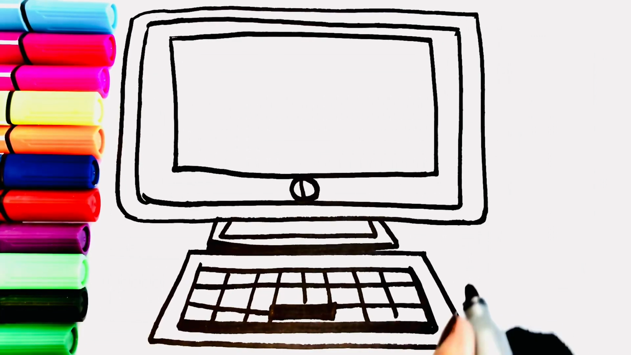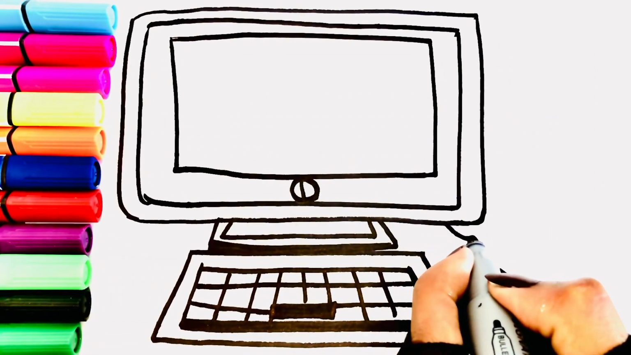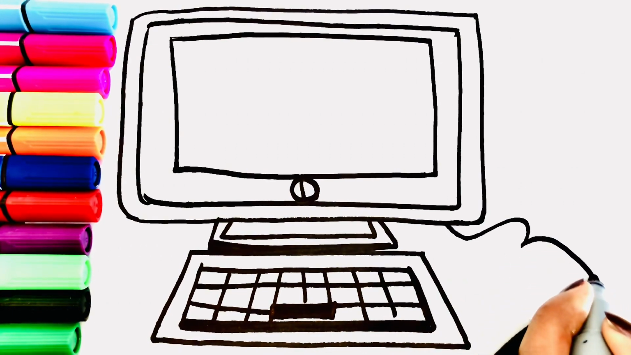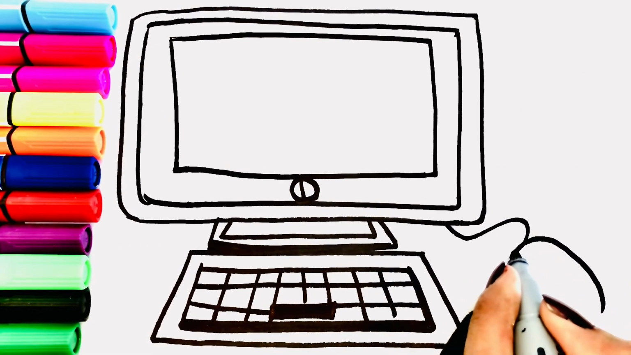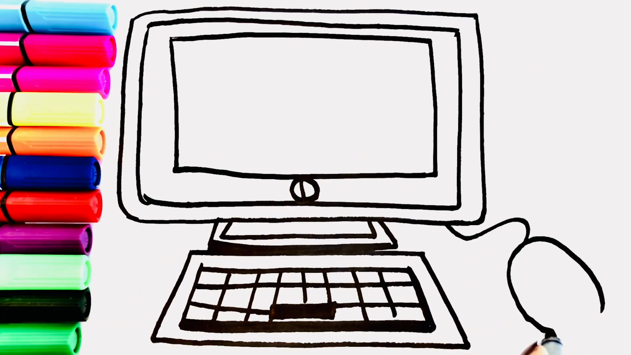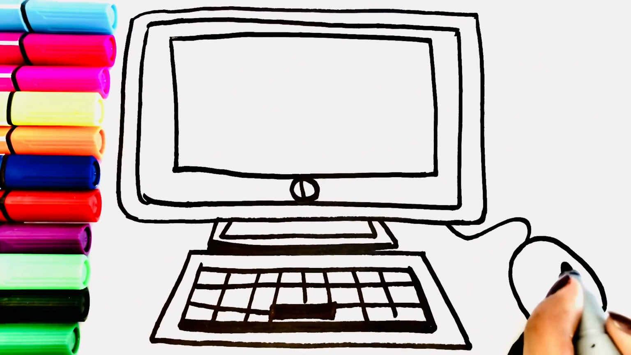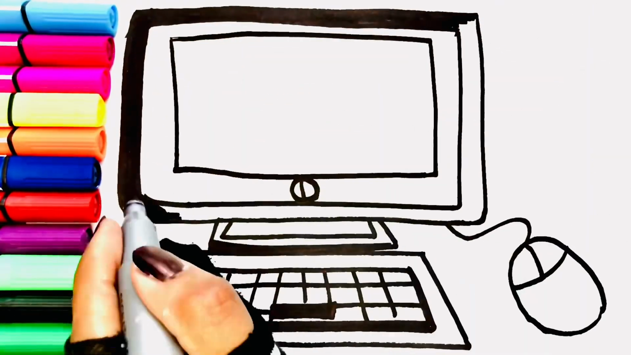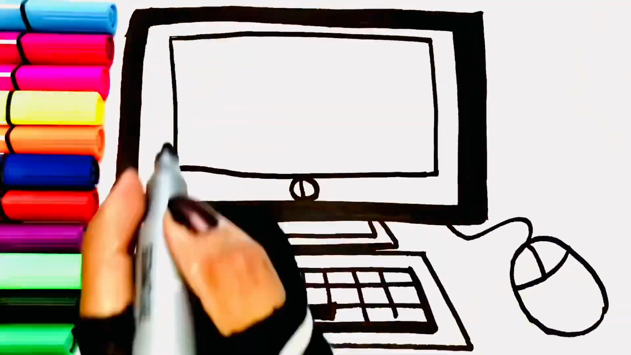And now I draw the word of the mouse, and then I draw a mouse. This is a cursor of the computer. I have done my computer drawing. Now I am doing the board outlining of the computer.